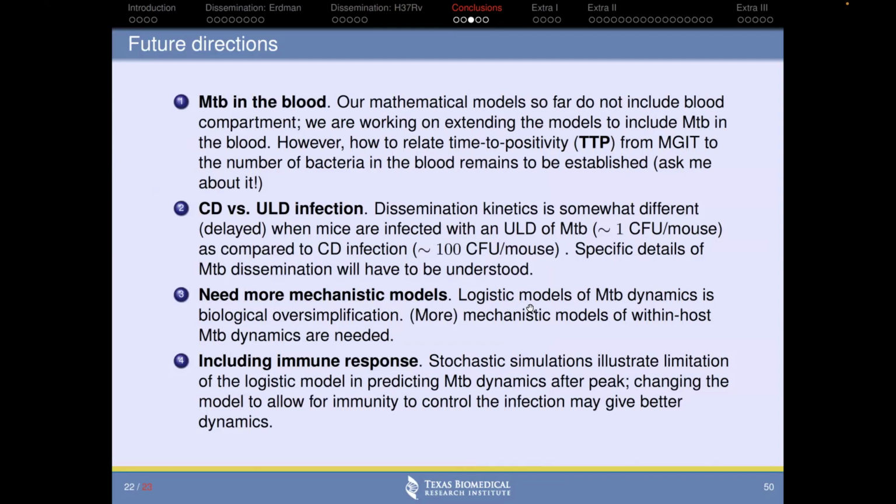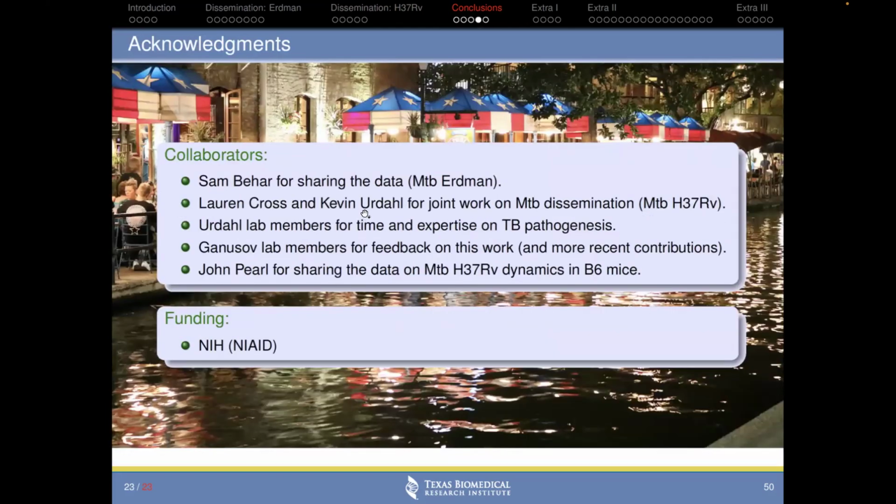We need to go to more mechanistic models from these logistic models of MTB dynamics, just because we know there are more cells involved in MTB replication, like macrophages and neutrophils. And we know the immune response needs to be included as well. We know what controls the bacteria at the current capacity. It's most likely the immune response, and including that would be very useful.